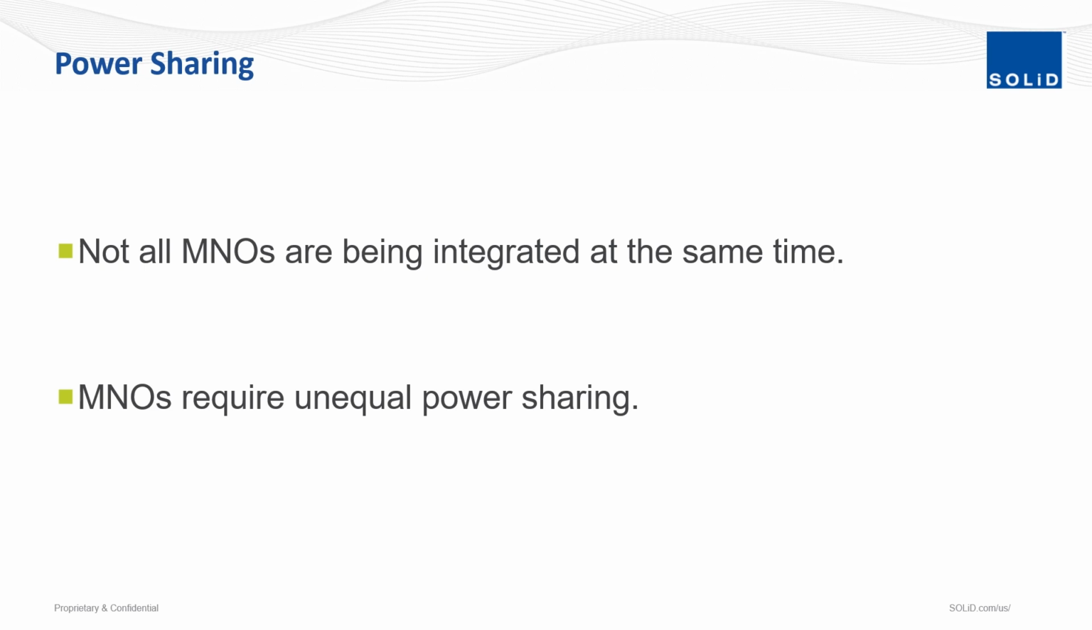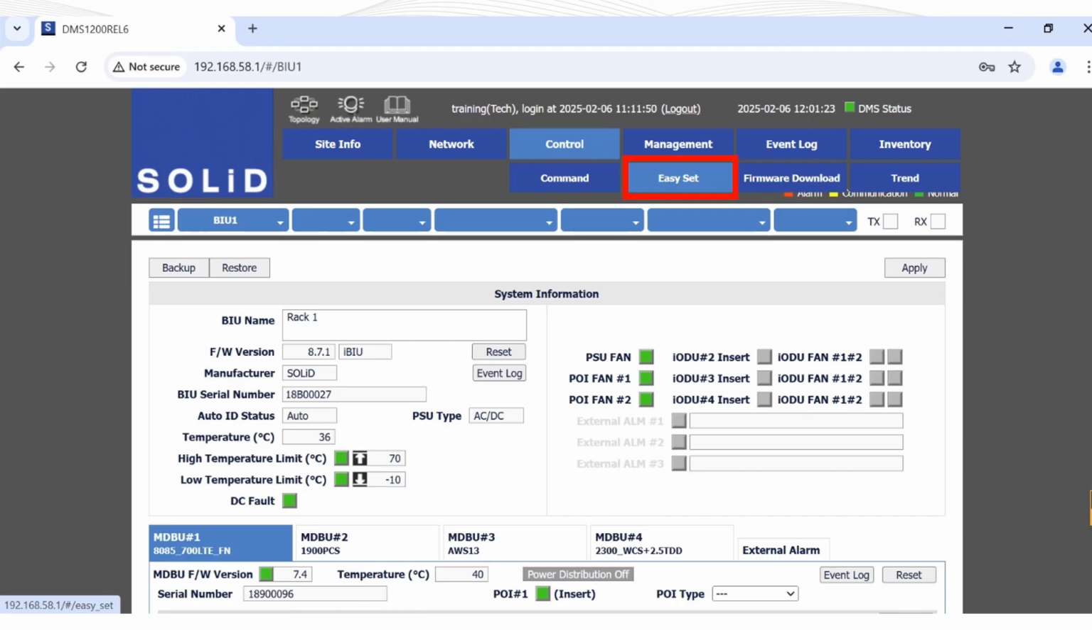They can have this requirement for different reasons, but the most common 2 are when they wish to do bandwidth proportional power sharing, or when they decide not to pre-combine different channels on the same band and wish to have unequal power between them. When an integrator determines that unequal power sharing is required, the EasySet page is found by mousing over the control tab and clicking on EasySet.